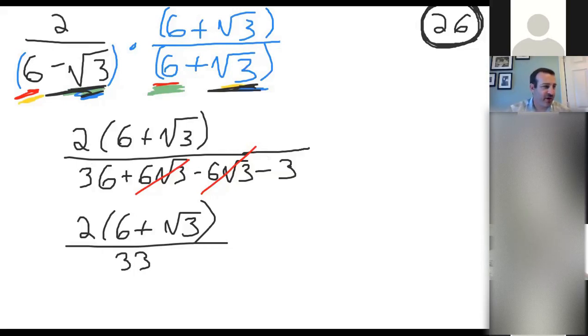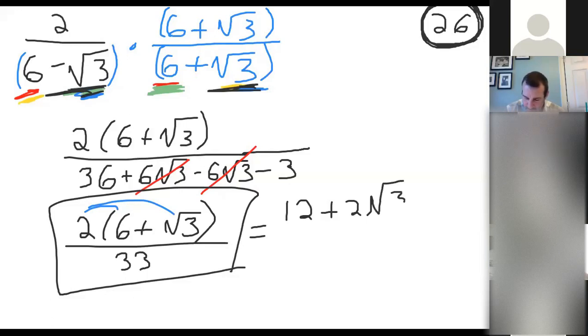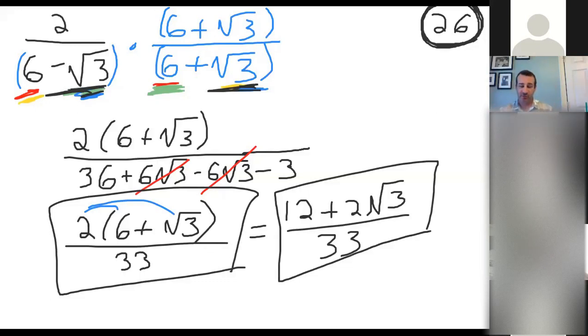Is that how they have it in the final exam review? Let's look at the answers for number 26. Yeah, they distributed the numerator. Now this is multiple choice, okay? So look and see, do they have the answer like this? And if they don't, then look and see what happens when they distribute. This is going to be 2 times 6 is 12, plus 2 times square root of 3, all over 33. So this is how the answer is on the final exam review.